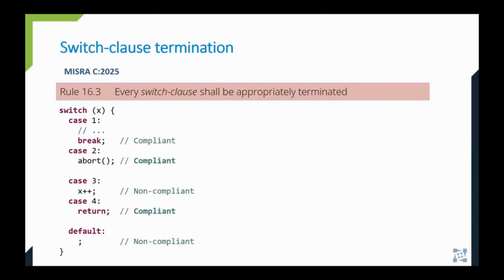Therefore, MISRA C 2025 changed the rule to allow other statements to be used to terminate switch clauses. This includes calling non-returning functions like abort or using any jump statements, so either break, continue, goto, or return statement.